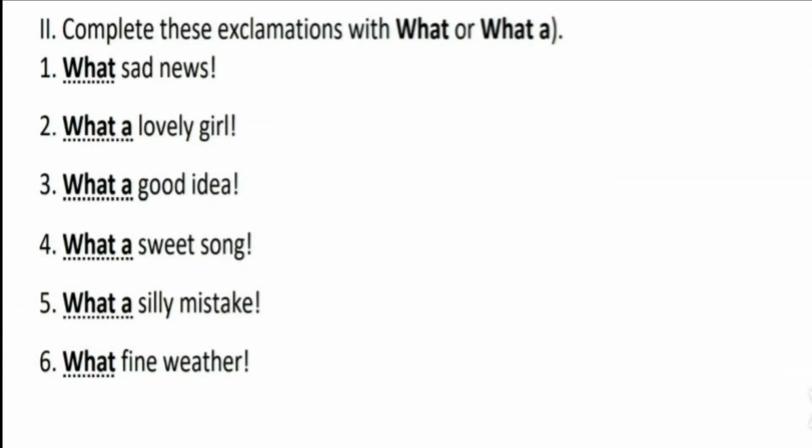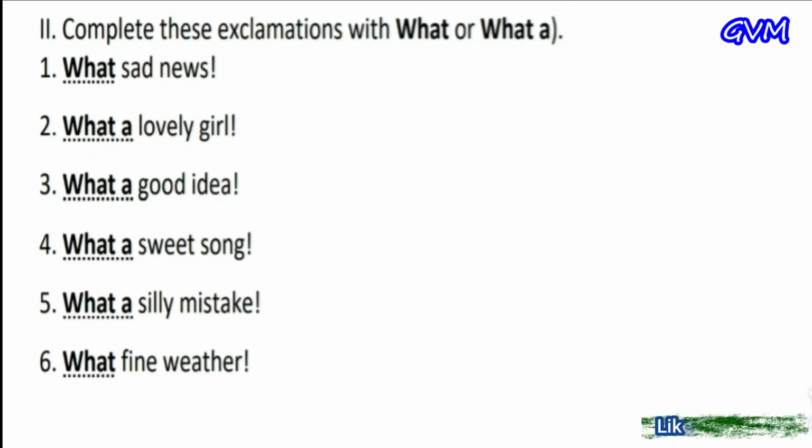Question number 2. Complete this explanation with what or what are. We use what for uncountable nouns and we use what are for countable nouns. First, dash news, and the correct answer is what. We use what because news is an uncountable noun. We can't make news a plural form. Second, dash lovely girl, and the correct answer is what are because this is a countable noun. We count the girl. Third, dash good idea, and the answer is what are.